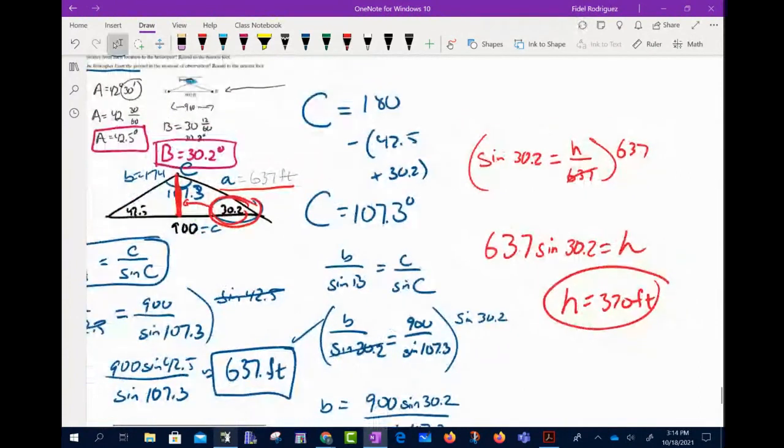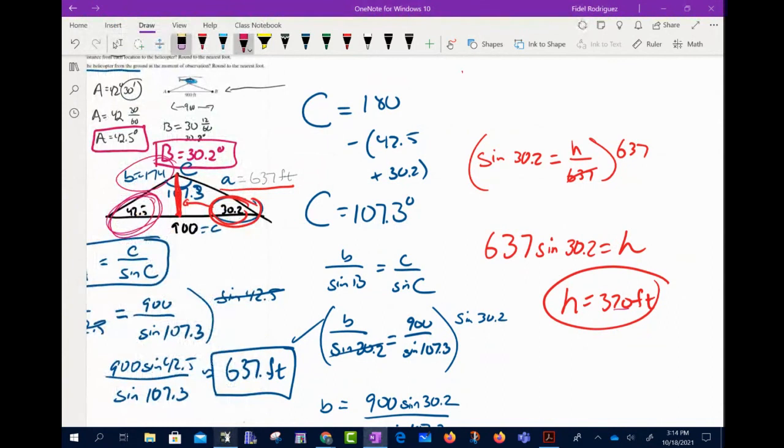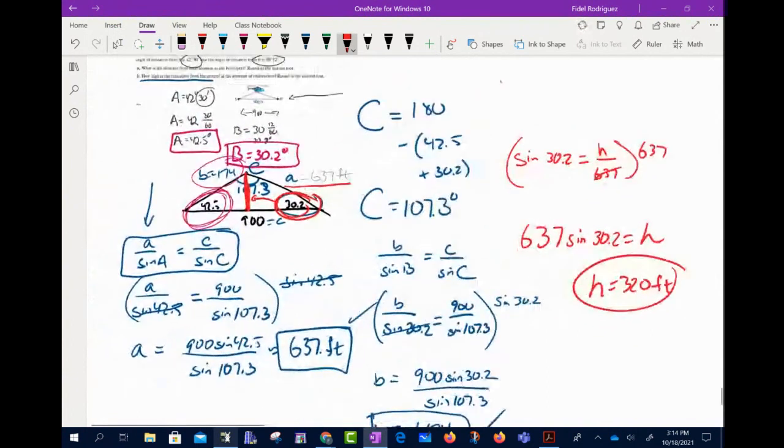Now, y'all, before I go on, I wanted to mention that we could have also used this angle, and we would have said the sine of 42.5 is equal to h over 474. But we should still come up with, I think it was 320. Yeah, 320. We should still come up with 320 feet, okay? So no matter which side you use, you're going to end up with the same answer, okay?